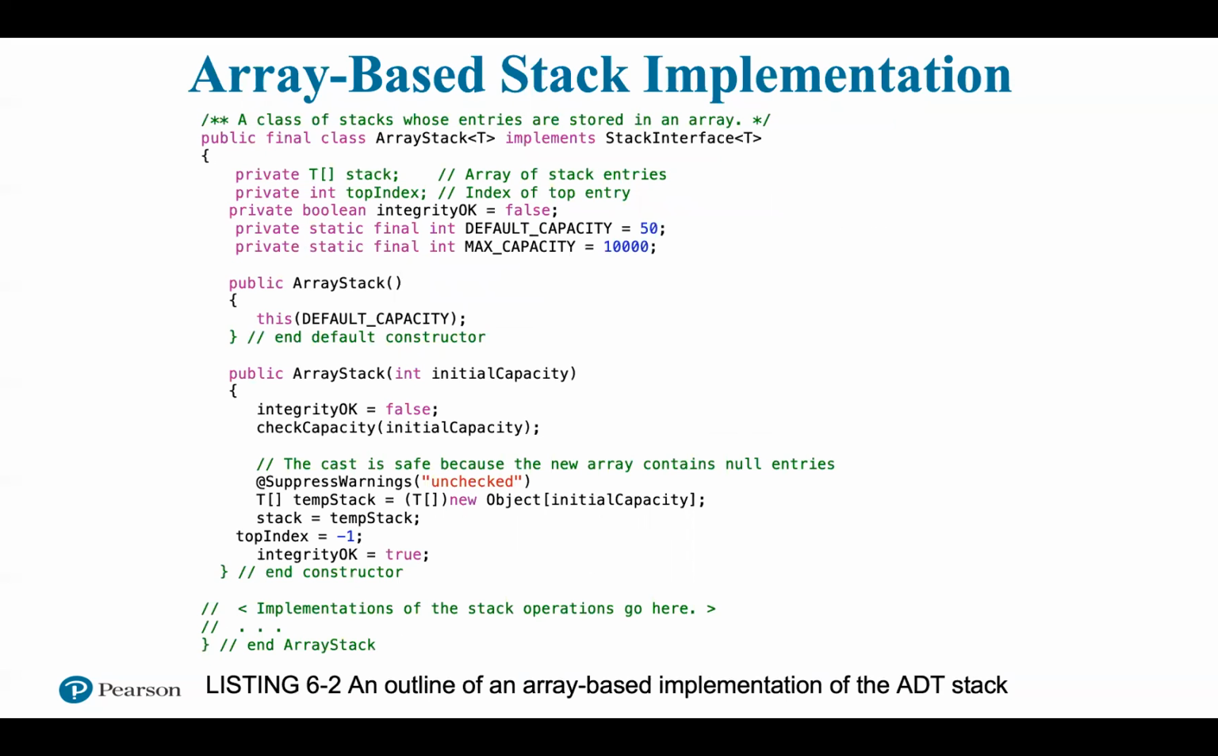So here's an outline of the class. The array-based implementation of the stack has as data fields an array of stack entries and an index to the top entry. The default constructor creates a stack with a default capacity. Another constructor lets a client choose the stack's capacity. And so we're seeing that in the figure. To indicate an empty stack, we assign a -1 to top index as its initial value. This choice allows push to simply increment top index before using it when placing a new entry on the array.